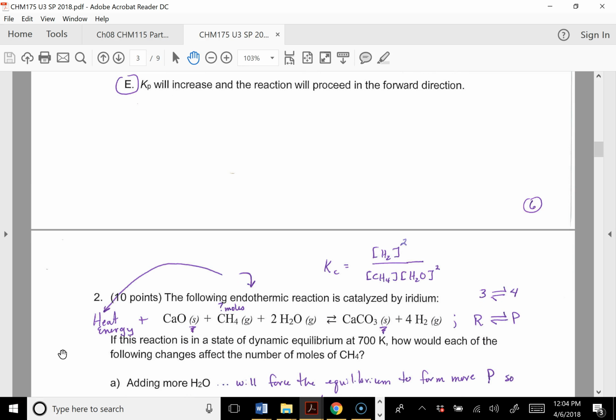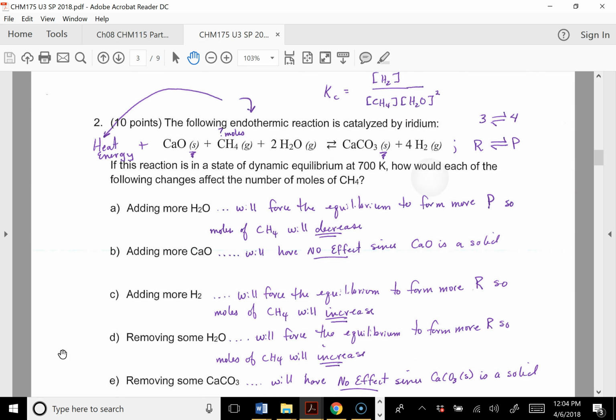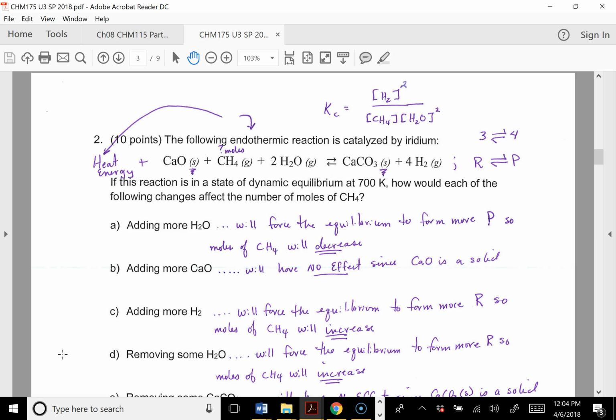So the next one, maybe this is where I didn't need to have heat. So I have several questions. You only had to tell me what was going to happen to the moles of CH4 when we shocked the system. So the equilibrium constant expression I kind of put up there. Notice that I have little squiggly marks here, and they're down here in the questions. If we monkey with the CaO, or if we monkey with the calcium carbonate, then they're going to have no effect because they're solids. So adding more H2O is going to push it to the product. That's going to reduce the CH4.